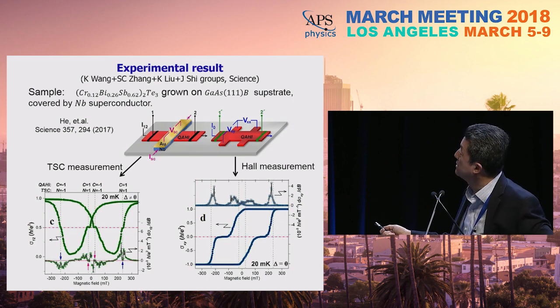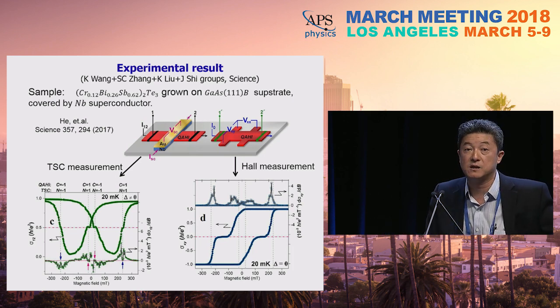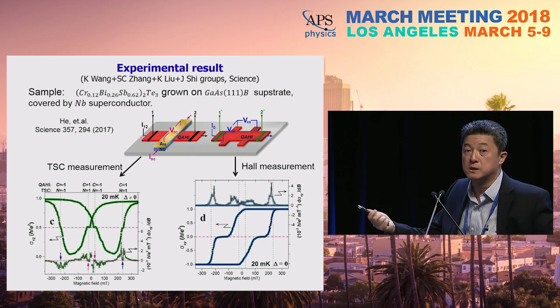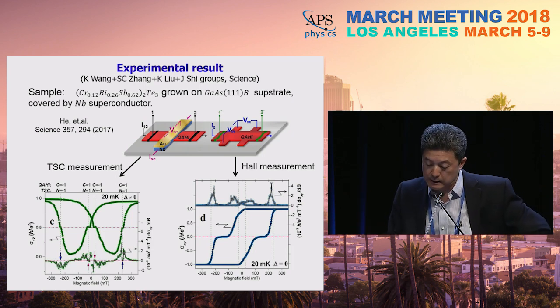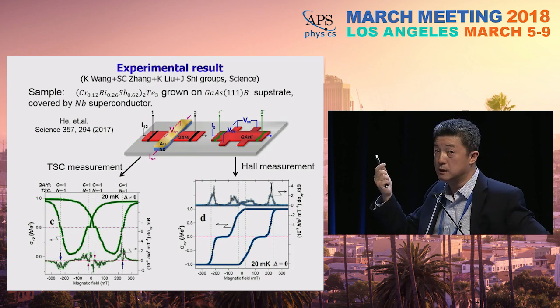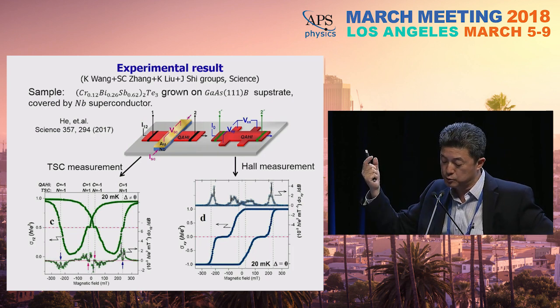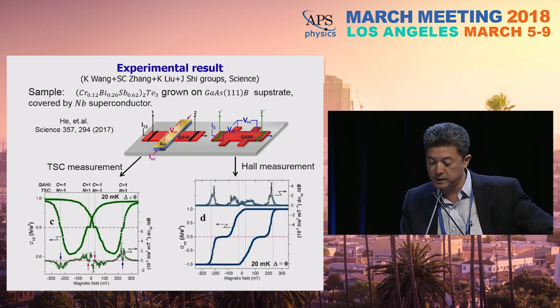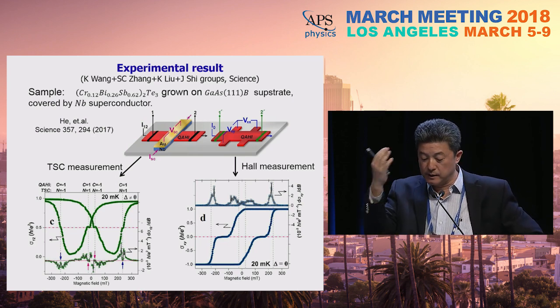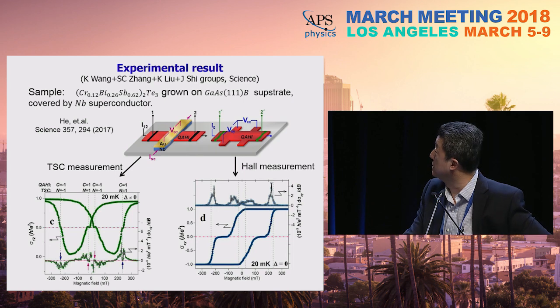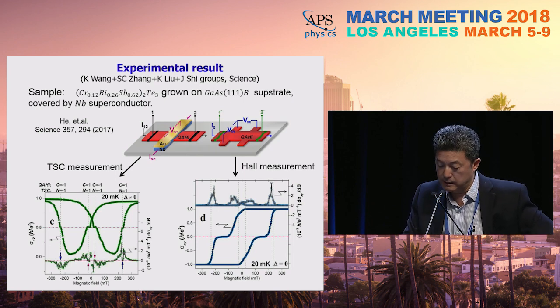And this 1/2 plateau is more pronounced when the magnetic field is small, less pronounced when the magnetic field is large, consistent with the picture that, of course, the magnetic field is weakening the superconductivity, weakening the proximity effect. So that was a very exciting discovery, and the experimental group did a heroic job on that.